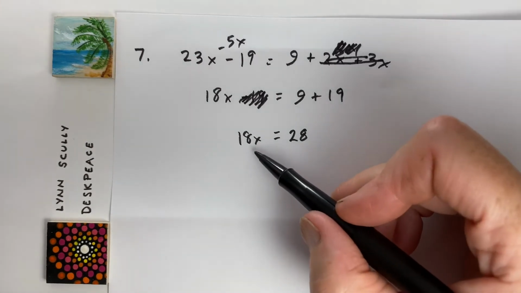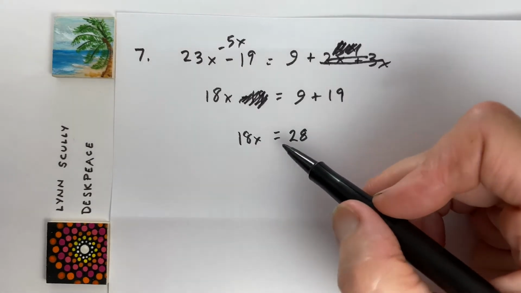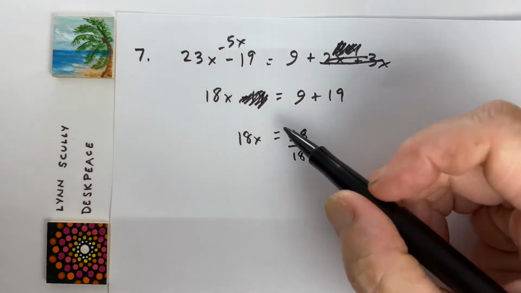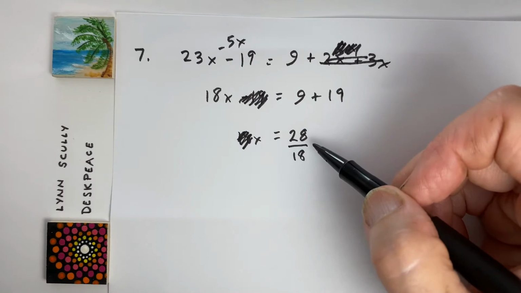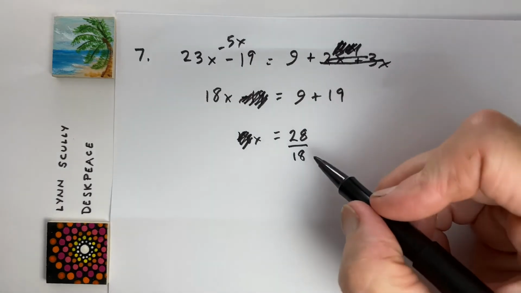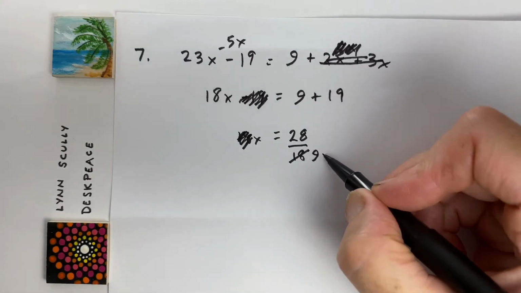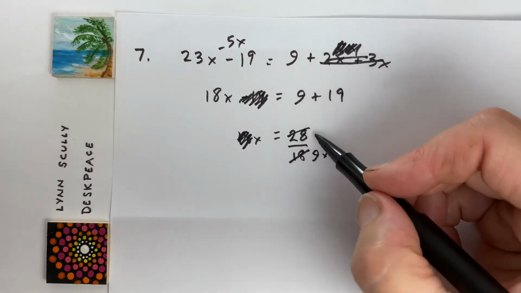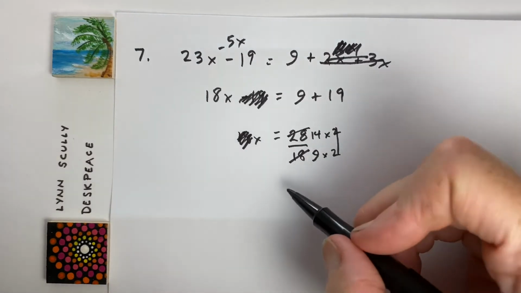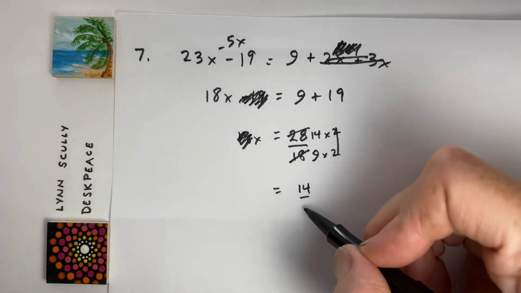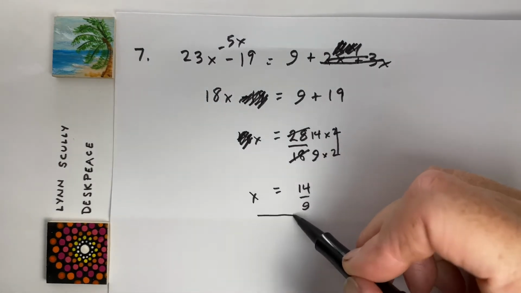I want to get x alone. 18 is attached to the x by multiplication. Move it by division to the other side of the equal sign, and I'm done. But I am going to reduce this because I have an even over an even. I can write this as 9 times 2. I can write this as 14 times 2. The 2 over 2 reduces to 1, and my final answer is x equals 14 over 9.